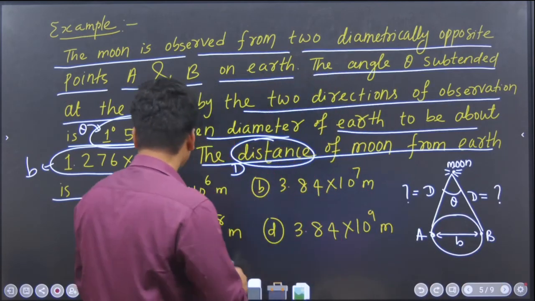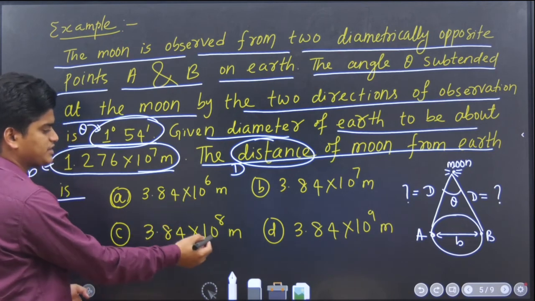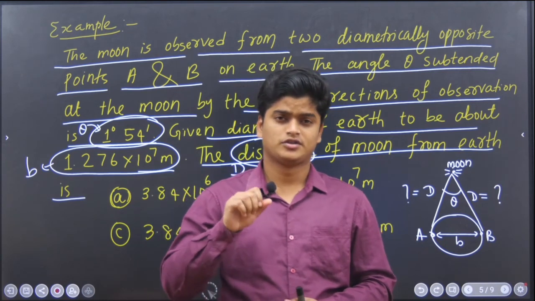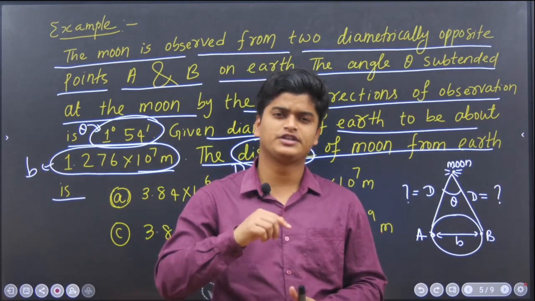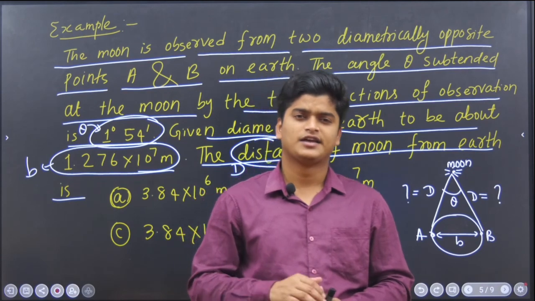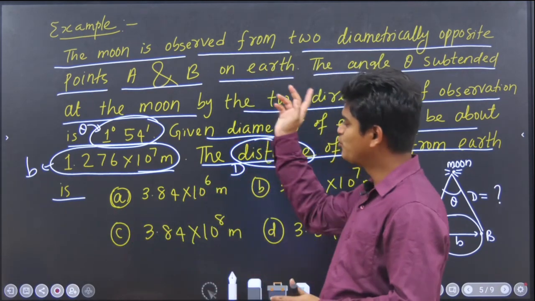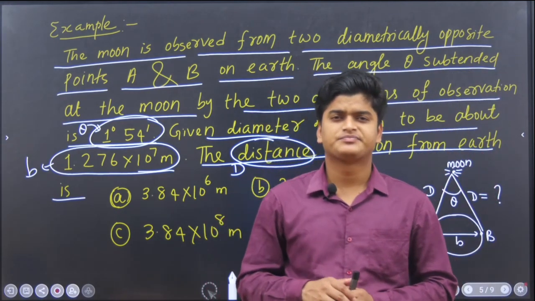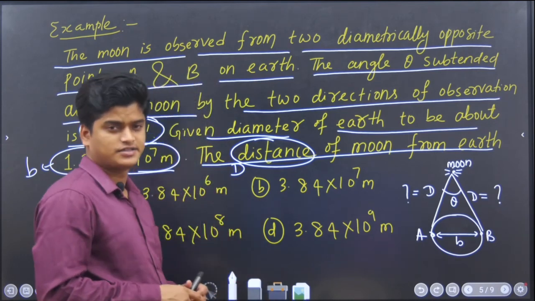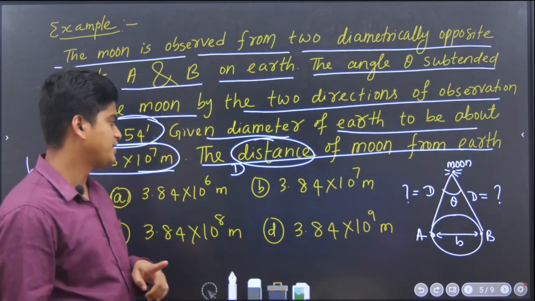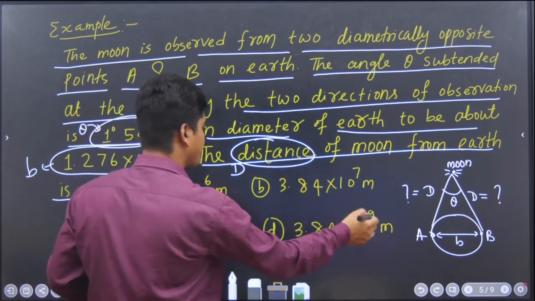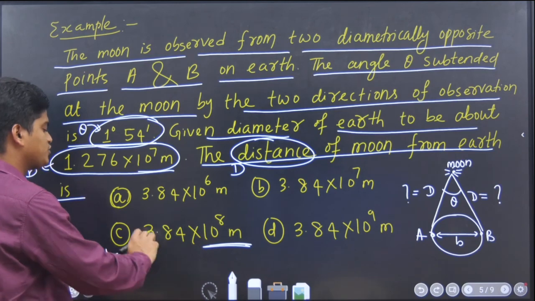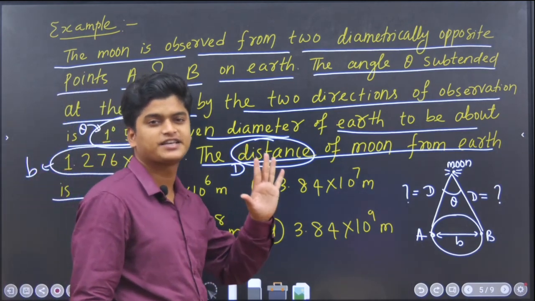Now here some options are given, like 10 to the power 6, 10 to the power 8, 10 to the power 7, 10 to the power 9 order. If you know the distance between earth and moon, then easily you can tell the answer. No need to put this formula, no need to calculate anything. The distance between moon and earth is basically in the order of 10 to the power 8 meter. So you can put answer C as correct, without any calculation, if you know.